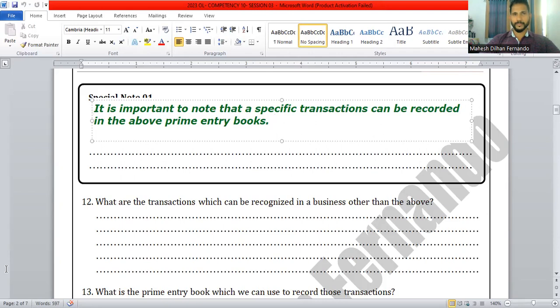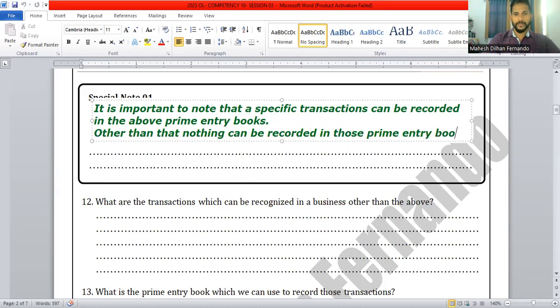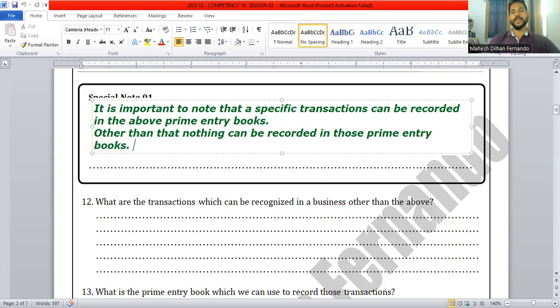Next point. Other than that, nothing can be recorded in those prime entry books.